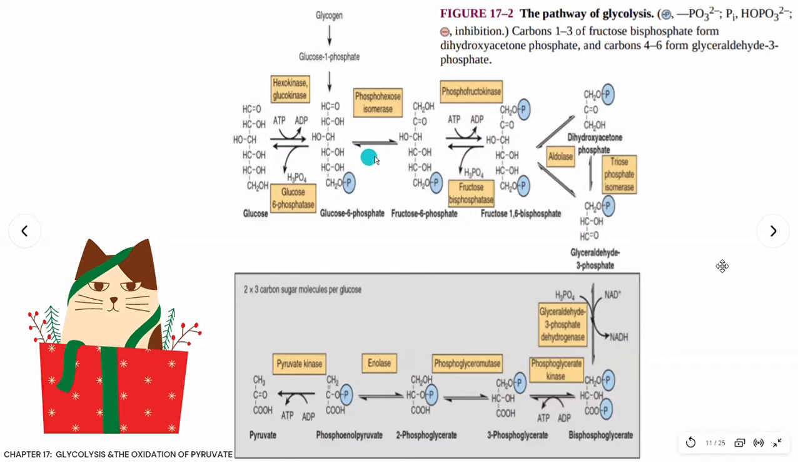Then glucose 6-phosphate is isomerized by an isomerase, phosphoglucose isomerase, so you have now fructose 6-phosphate. Glucose and fructose are isomers. Then this is phosphorylated by phosphofructokinase, and you will have now fructose 1,6-bisphosphate. Actually, you have three irreversible reactions here, one in here, and one in here.